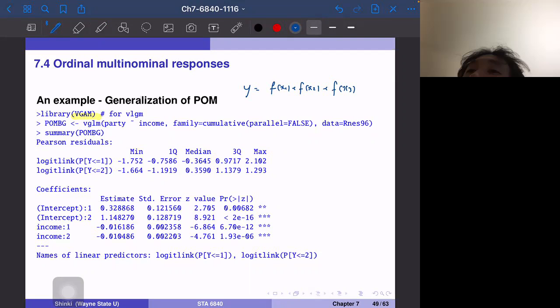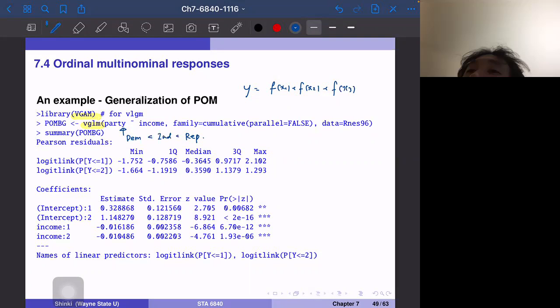This time we use the VGLM function, the generalized linear model function, and party. Remember party. This is the data set from the '96 presidential election, and party is the response variable, and the possible values are Democratic, Independent and Republican. So this is an ordered variable. Then we use income. Income is here a numeric variable. Originally it's categorical, but here it is numeric.